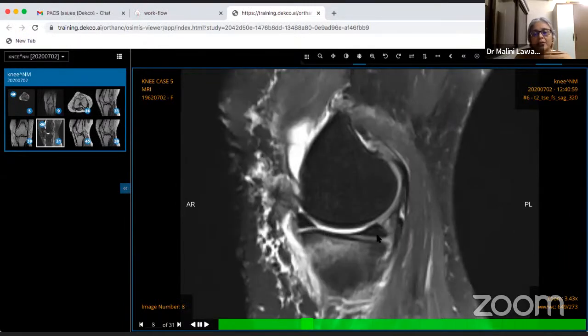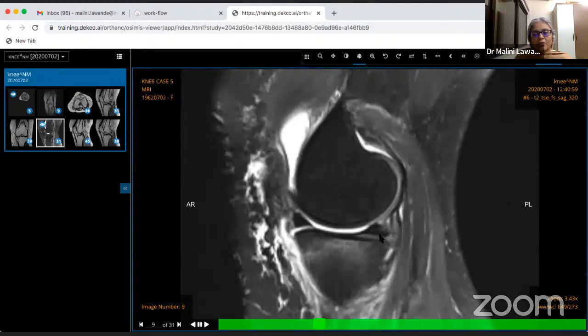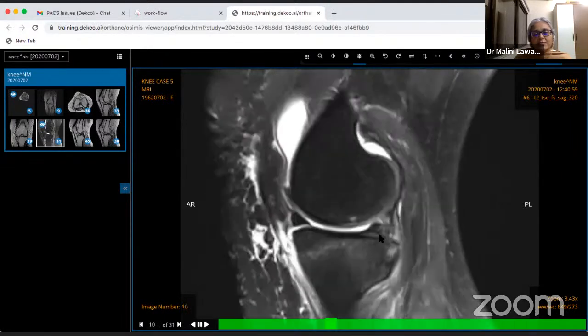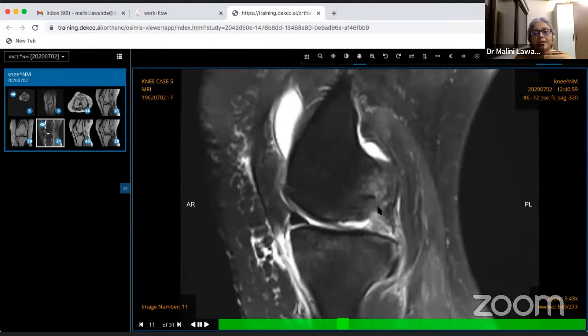Now, this is the anterior horn of the medial meniscus and the posterior horn of the medial meniscus, so I can see them well. But as I come medially, I don't see any posterior horn here at all.